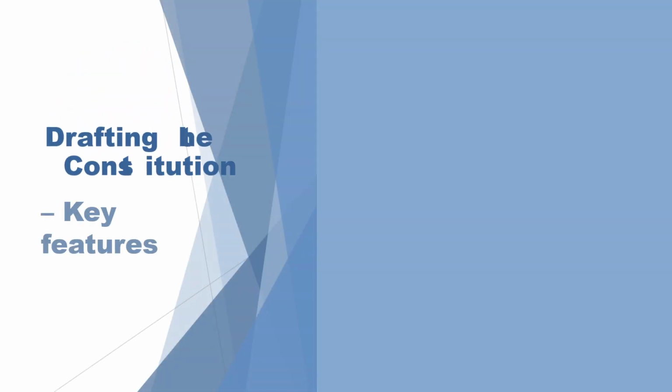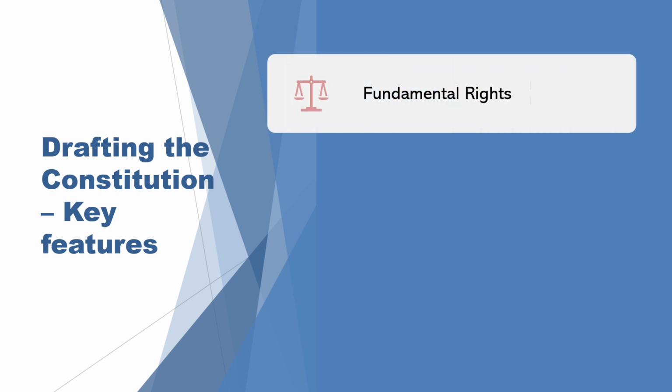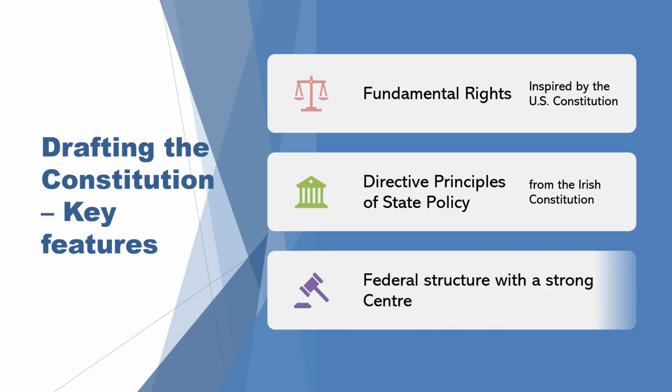Let's see the key aspects considered during the drafting. First one is fundamental rights. Inspired by the US Constitution, the Assembly incorporated a comprehensive list of fundamental rights to protect individual liberties. Second one is directive principles of state policy. Drawing from the Irish Constitution, these principles aimed at guiding the state in policy making to ensure social and economic democracy.